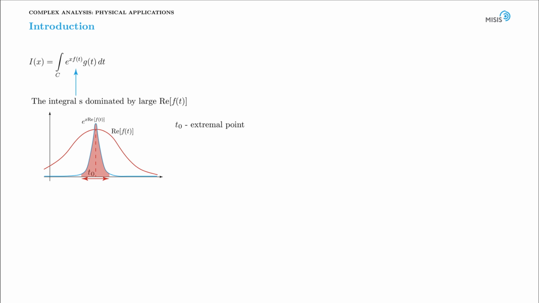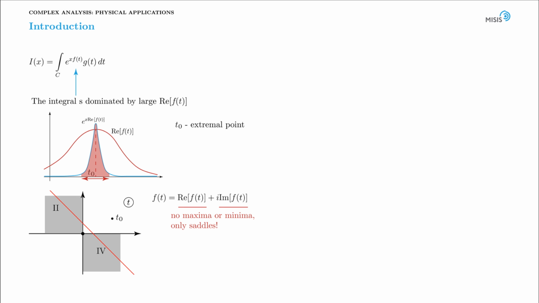There are two possible problems, though. The first one is that the point t0 most likely doesn't lie on the contour. The second one is even more serious. We integrate in the complex plane. The real part of the exponent, being the real part of an analytical function of a complex variable, has no maxima or minima. It has only saddles. This is the fundamental property of analytical complex functions. So how do we tackle these two issues?